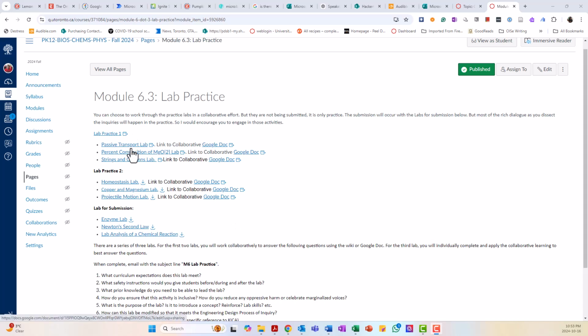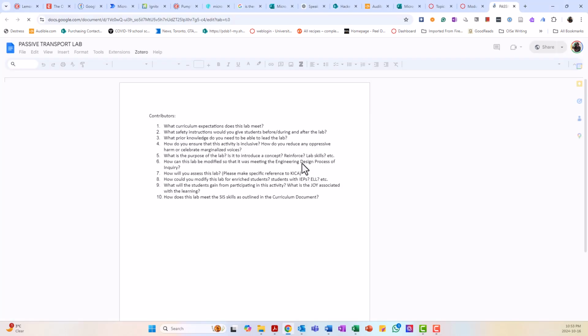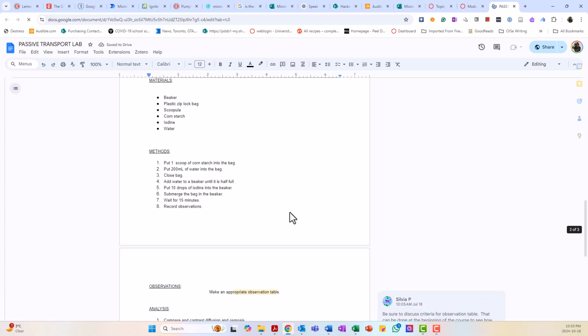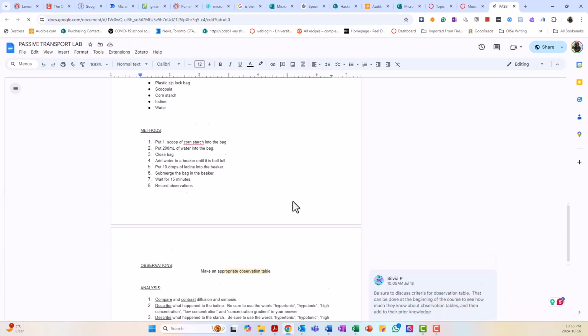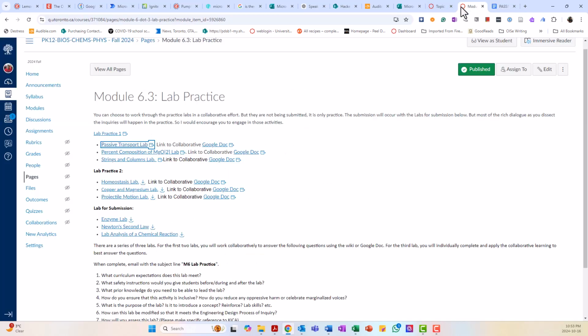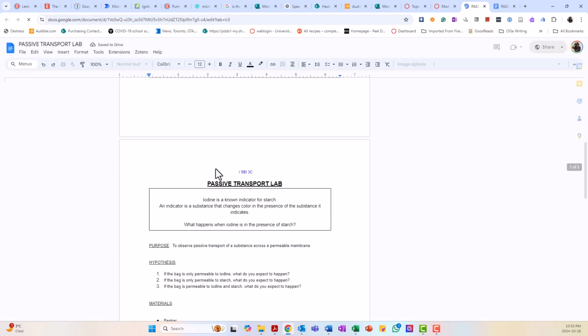So let's pretend you're biology. Over here on the lab practice 1, you click on the Google doc. This is the actual lab, so you can click on this. It'll open up a separate document with the lab inside of it. And you click on this link here that will bring you to the Google Doc. It's the same thing.